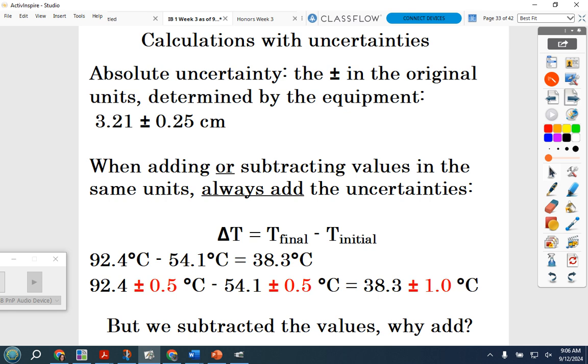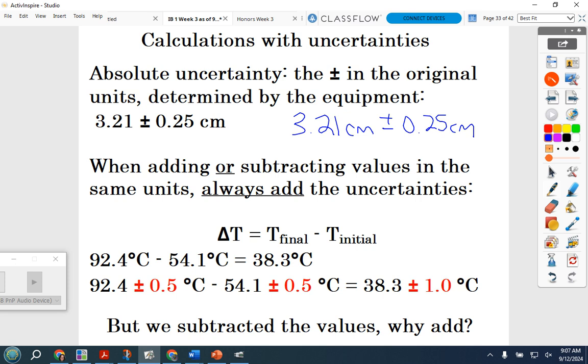You can write it as 3.21 centimeters plus or minus 0.25 centimeters. But since they're both in the same units, you can just put the units at the end if you want to. Either way is fine.